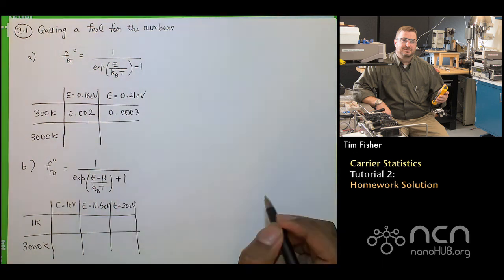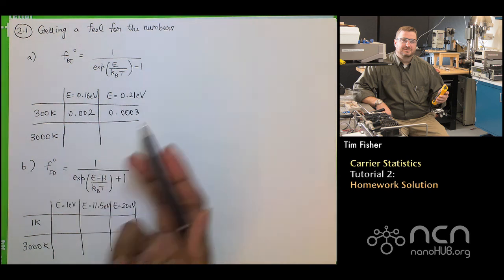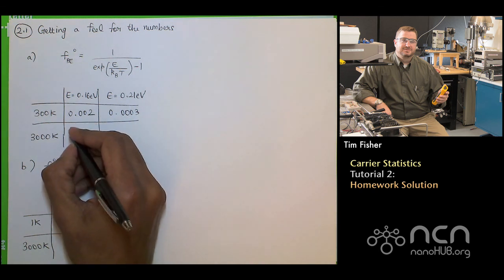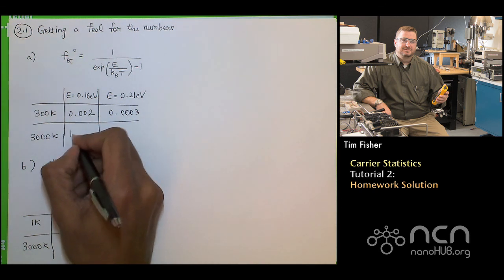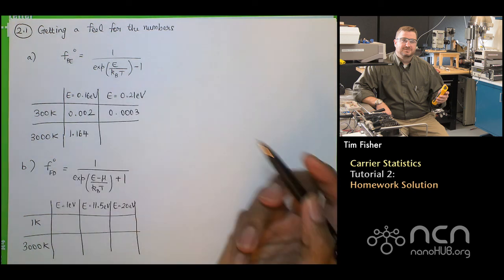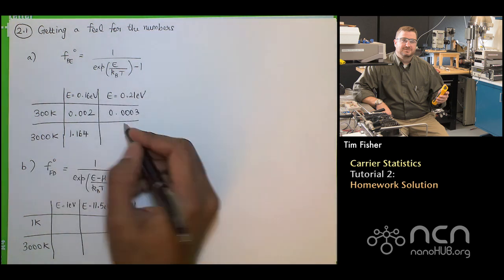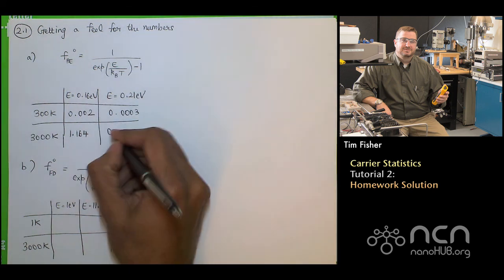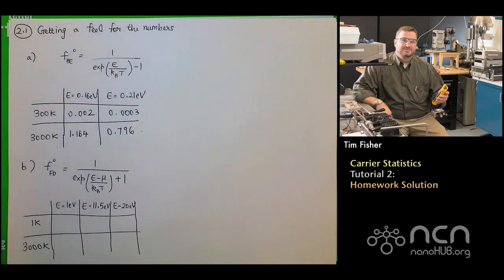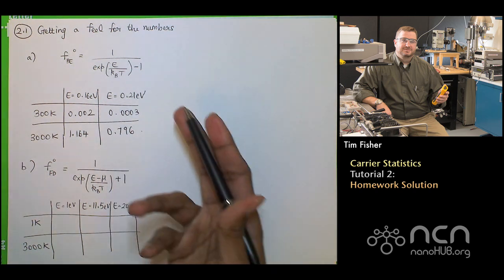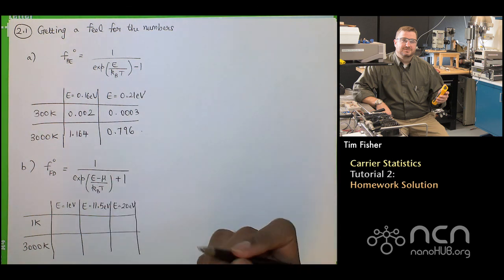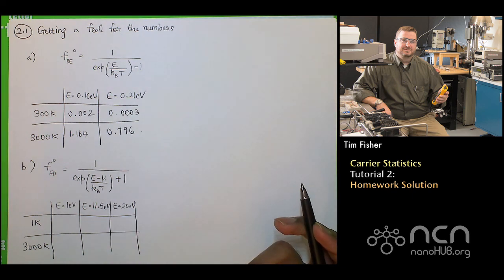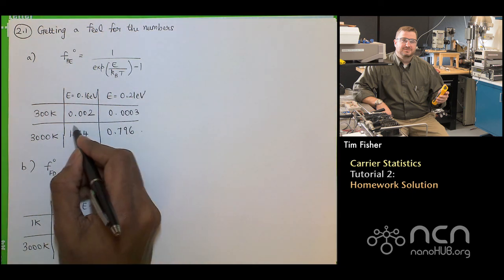0.0003. Now increasing the temperature by 10 times and calculating the same values again, we obtain an F of 1.164 for E equal to 0.16 electron volt, and the F for 0.21 electron volt comes out to be 0.796. So there are basically two things that we observe from these numerical values. One, of course, is that the value of the Bose-Einstein distribution function can be greater than 1, which you can see from here.